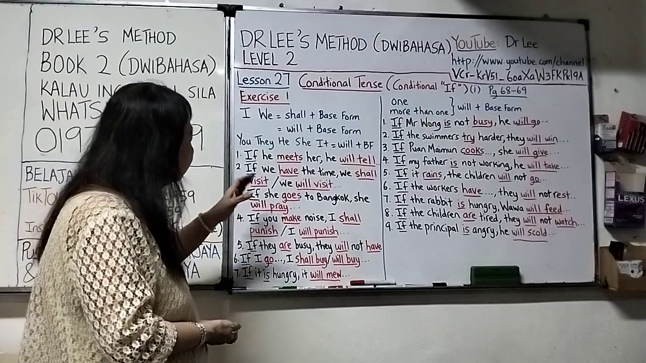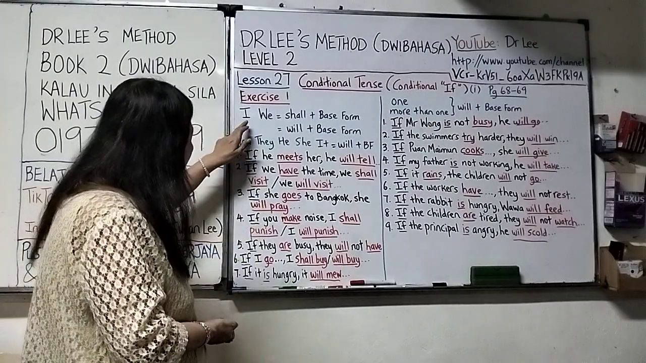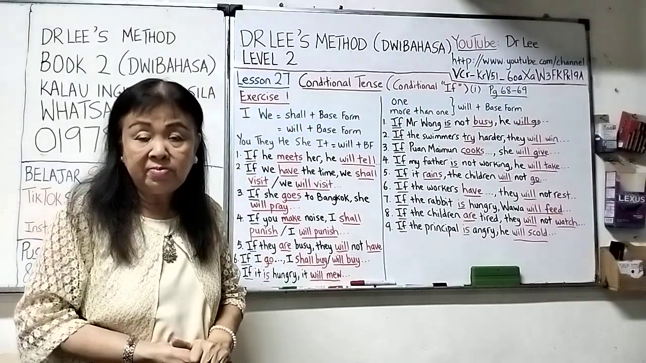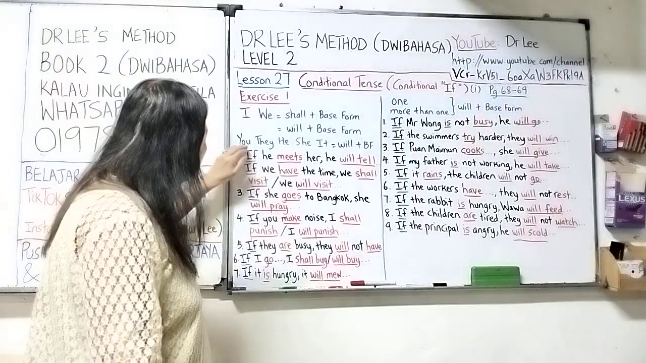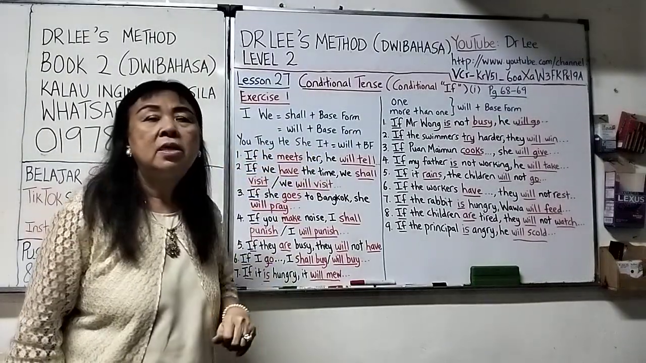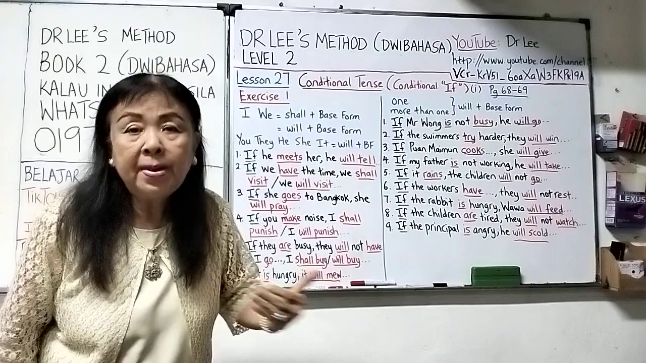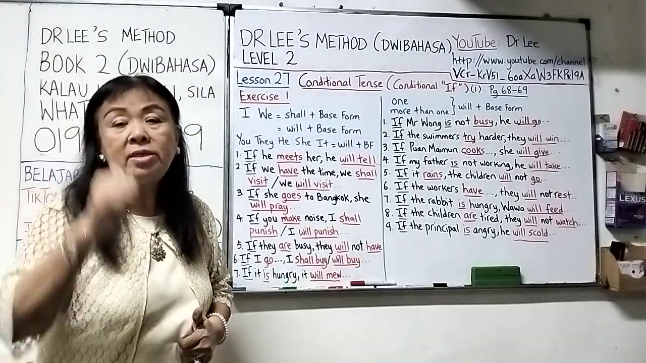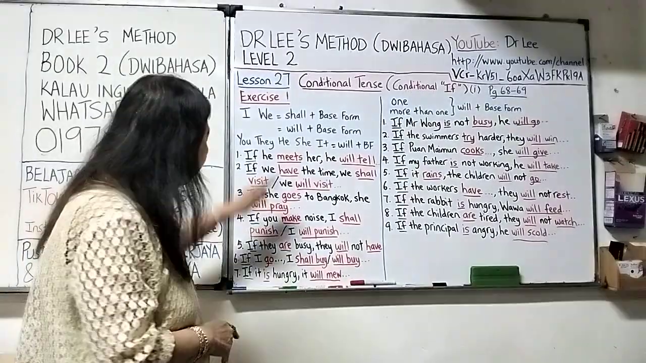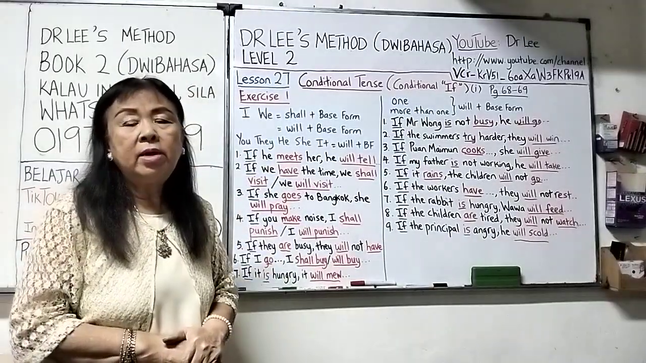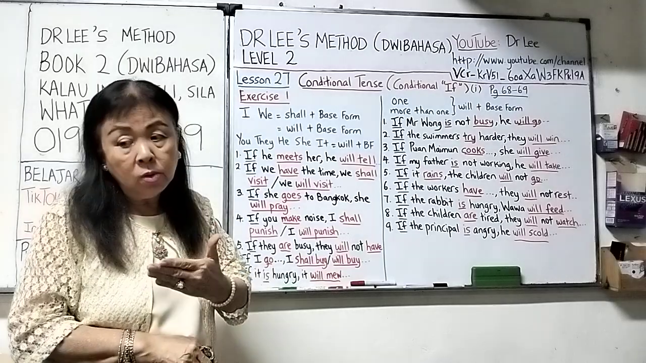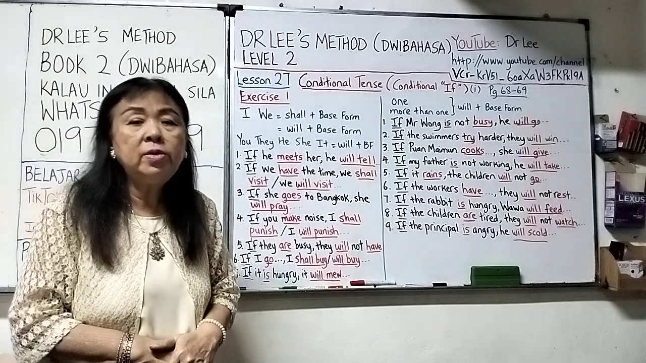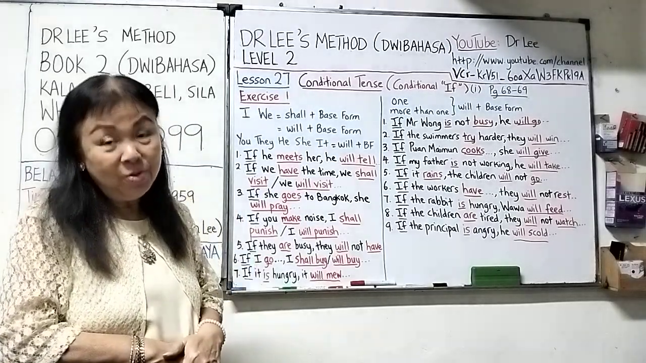Then you come down here. So for I and we we can use shall plus base form or will plus base form. You can use both. But for you, they, he, she, it, we use will plus the base form. We do not use shall. Shall is for I and we. Now, if you have this book, you can turn to page 68, 69. But if you don't have a book, it's okay. Just listen. I will read.